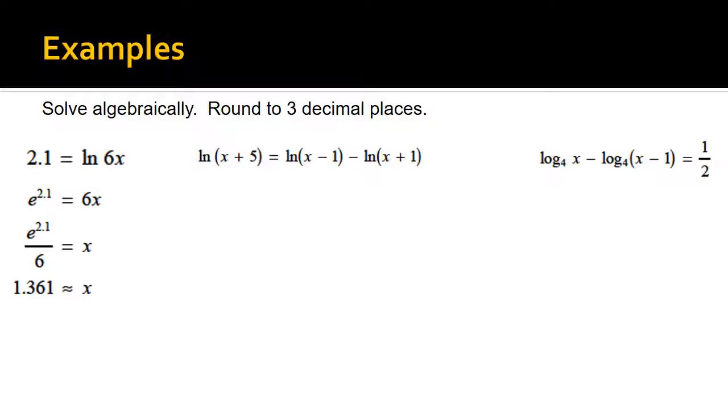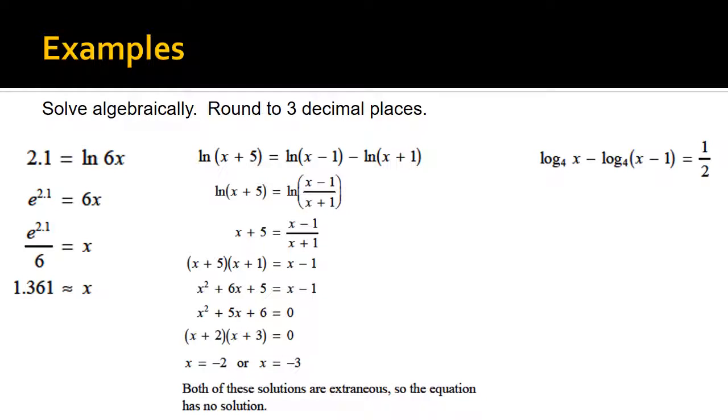The next problem, the natural log on the right can be combined using division. So we're going to write it as the natural log of x minus 1 over x plus 1. And so then we have x plus 5 equals x minus 1 over x plus 1. Multiply both sides by x plus 1, and then you're going to have to FOIL that out, get everything on one side and 0 on the other, and solve. And we get -2 and -3.